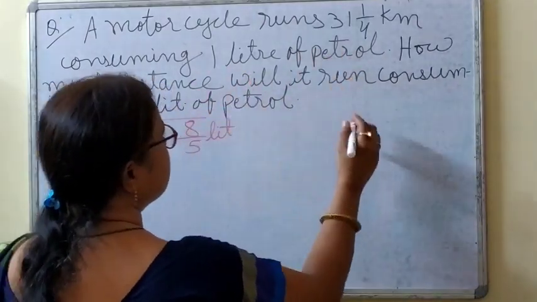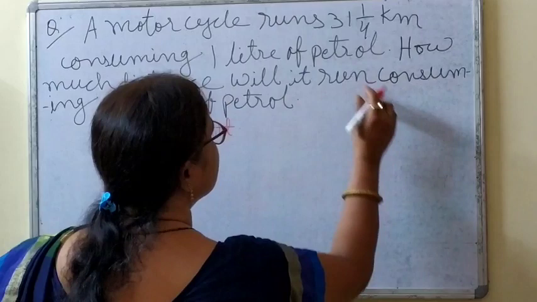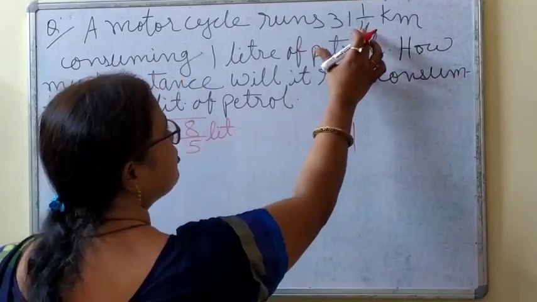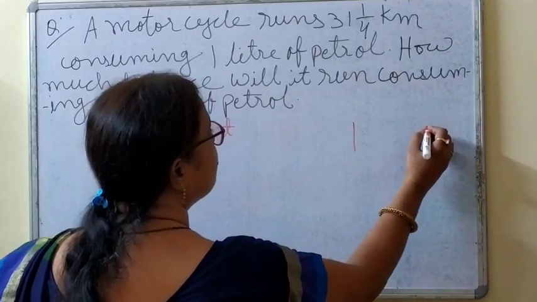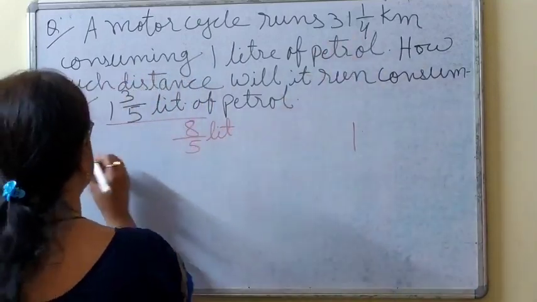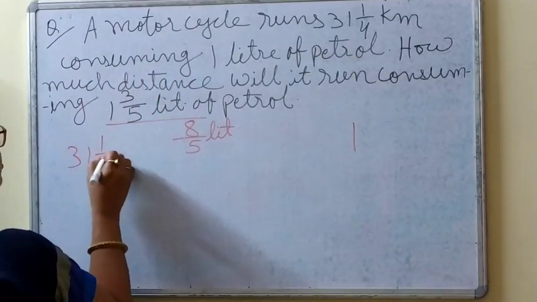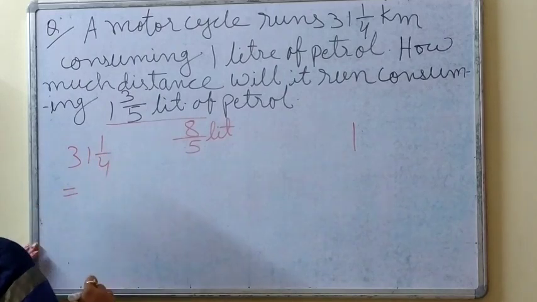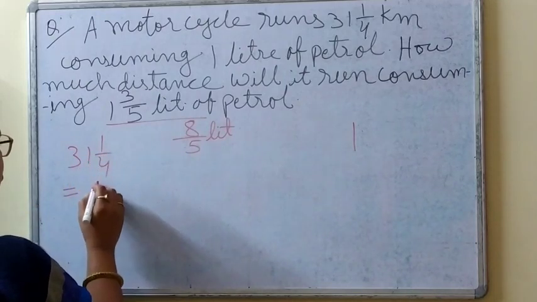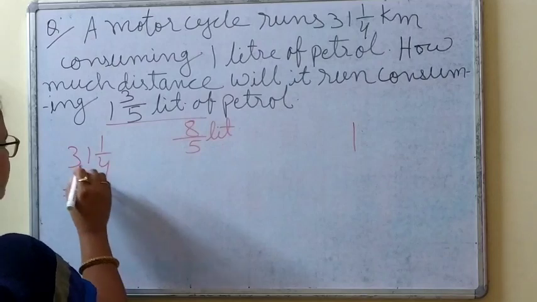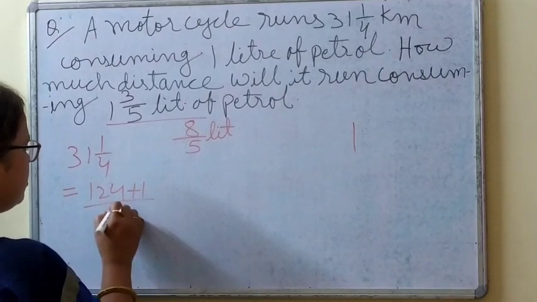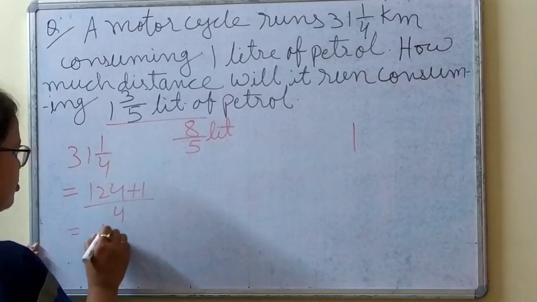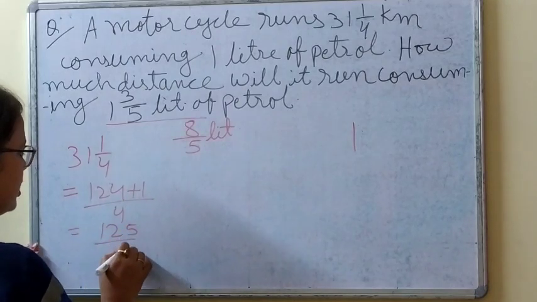For 1 liter, the distance covered is 31/4. 4 ones are 4. Clear? Just convert it into an improper fraction; you know how to convert. 4 ones are 4, and 4 threes are 12. Means 12 plus 1, 13... so 125/4.